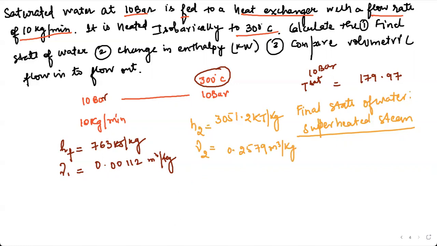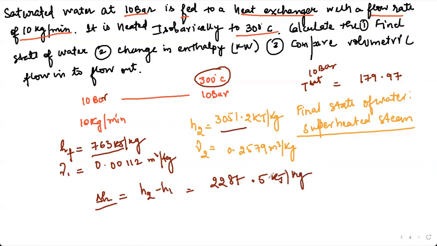So for the second part of the question, we will be calculating delta H. What is delta H? It is H2 minus H1, so we subtract this value from this value. We will get 2287.5 kilojoules per kg. This is your value of delta H.